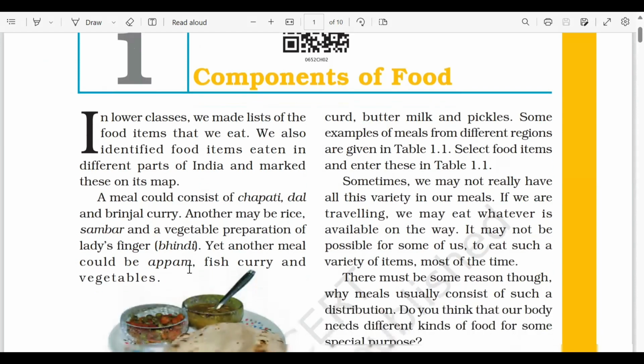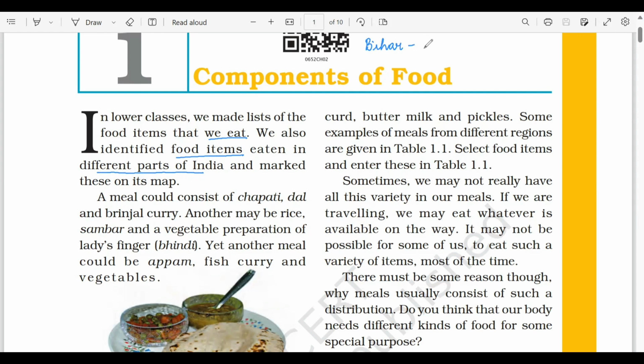So in your lower class, you must have made a list of different food items that we are eating. And you have also learned that in different parts of India, different food items are eaten. You all, I think, must be aware, right? Like, let's take some example. जैसे कि बिहार में बहुत ही famous dish है लिट्टी चोखा. Okay, let's take up some example. Litti chokha in Bihar. It's one of the famous foods of Bihar.